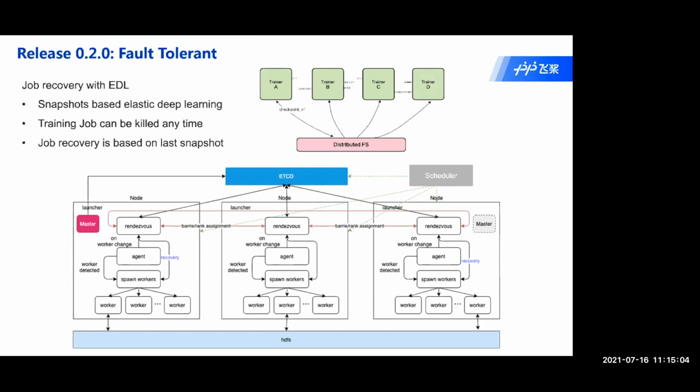In release 0.2, we propose the fault tolerance capacity. Training tasks can be shut down at any time, and subsequent recovery will be based on the latest snapshot. At the same time, on the user side, we provide a non-intrusive API to make the user unaware of the fault tolerance. And the picture above is an example of how our distributed training works. The user does not perceive the fault tolerance of distributed training.